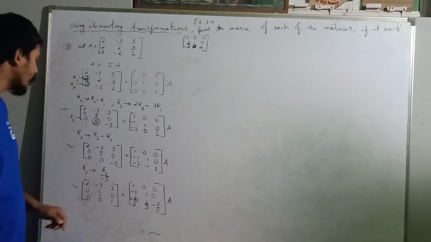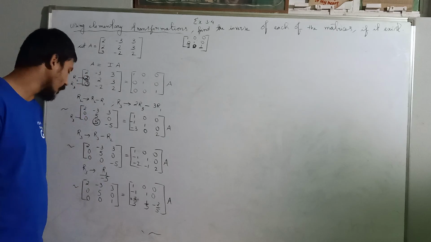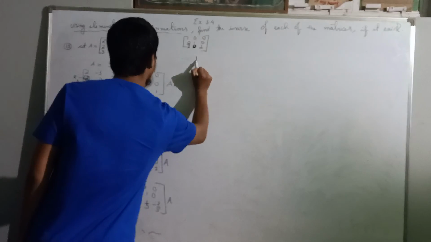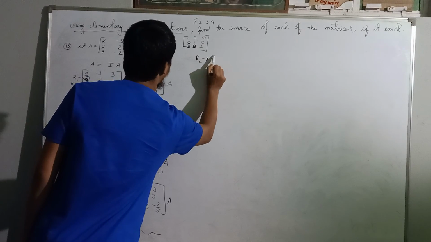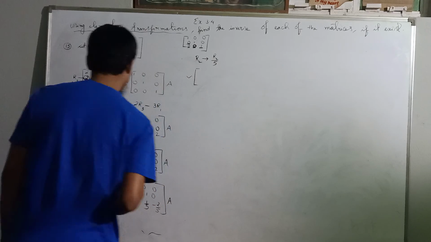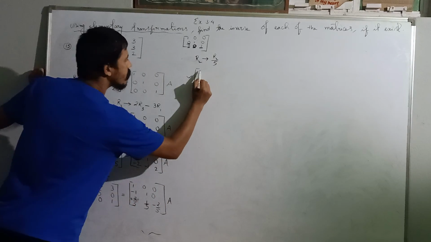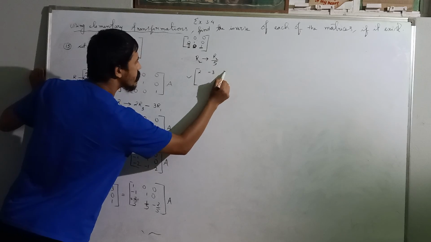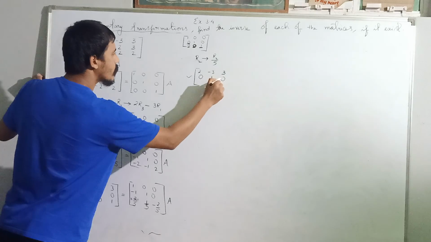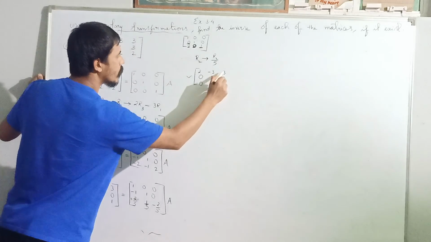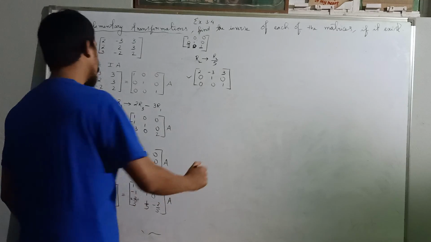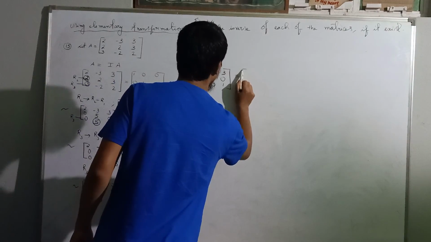Divide by 5. So R2 goes for R2 upon 5. Then your matrix is 2 minus 3, 3, 0, 1, 0, 0, 0, 1. Same transformation we have to undergo for this matrix. I'm dividing row 2 by 5.